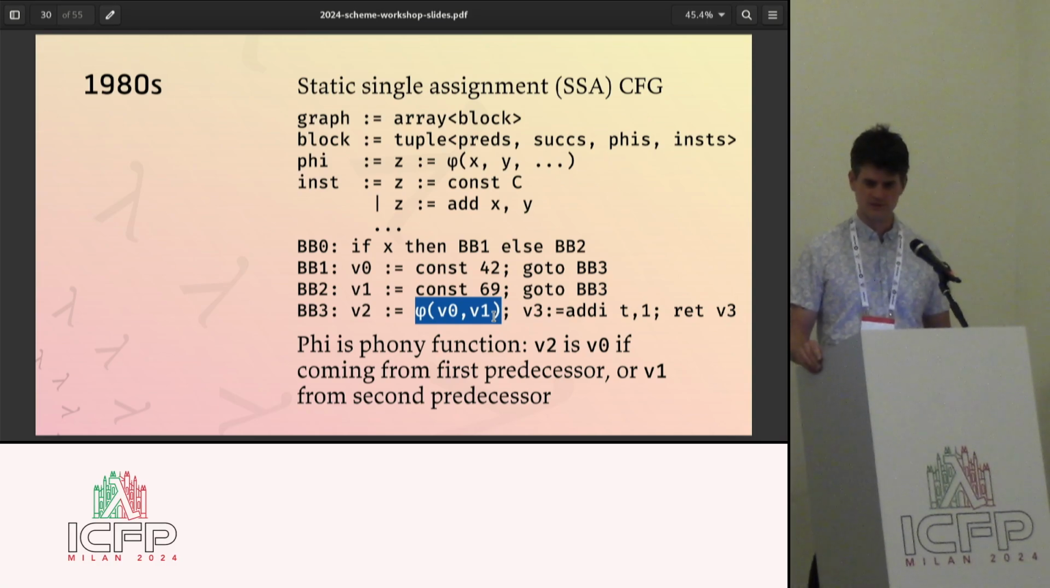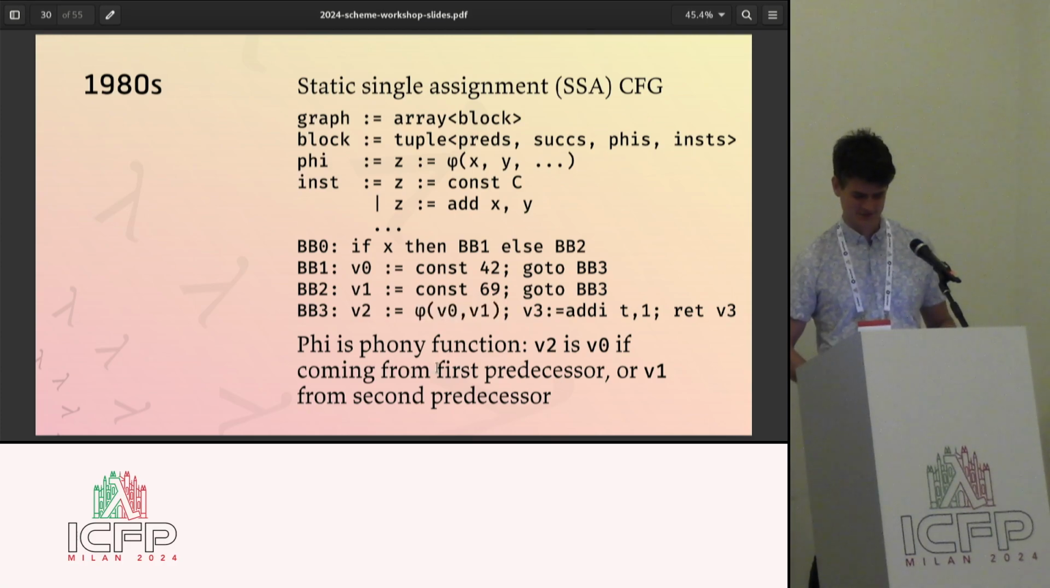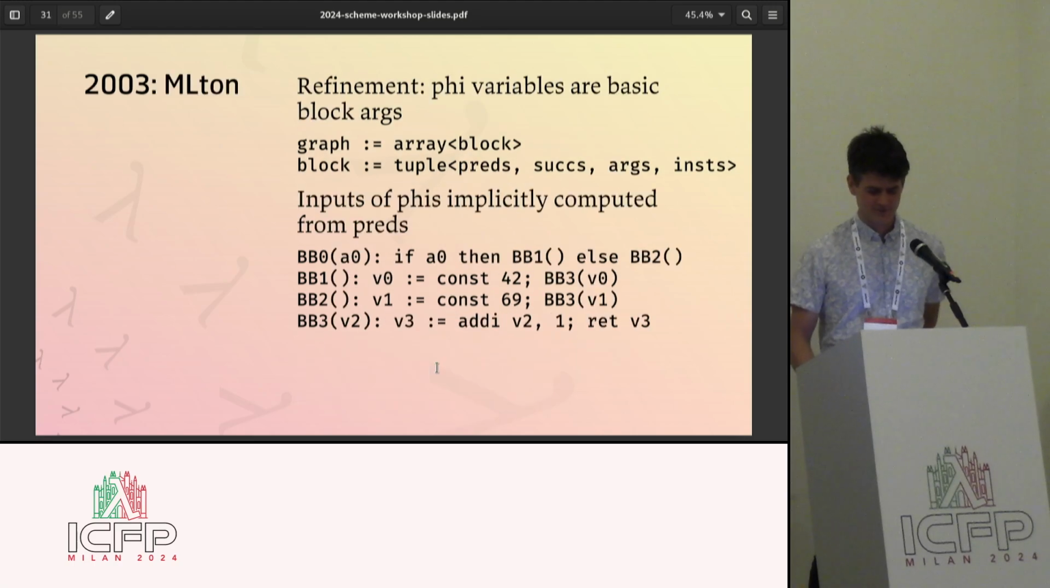When they originally published this, they're like, this is a phony function, but I'm not going to get my paper accepted if I label it phony function, so I'm going to call it phi. And I think, as far as I understand, that is the actual truth there. So SSA, standard, everybody uses it now. But there are some refinements, especially in the functional world. Milton did, I think, a very interesting thing.